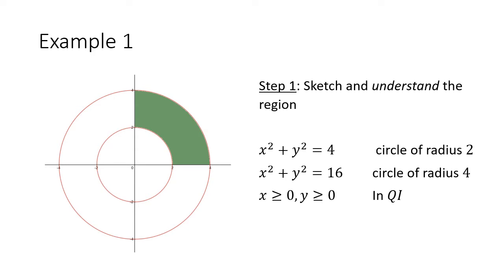But as soon as I see circles like this, and really the key thing you're going to be looking for is expressions like x squared plus y squared telling you that, of course, these are circles, this is going to be much easier to do in polar coordinates.